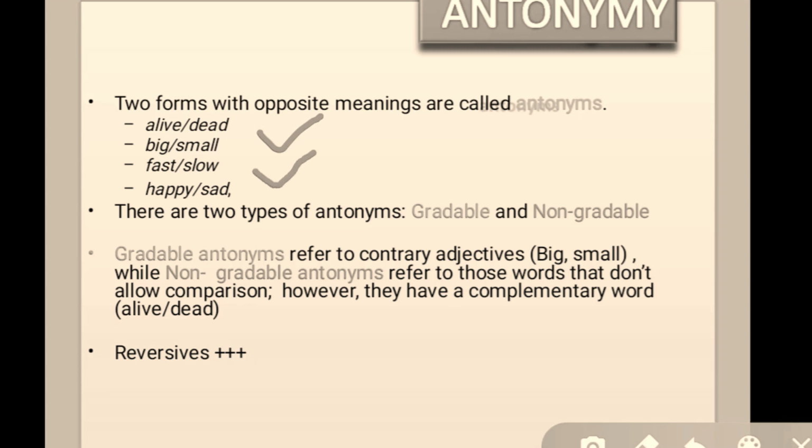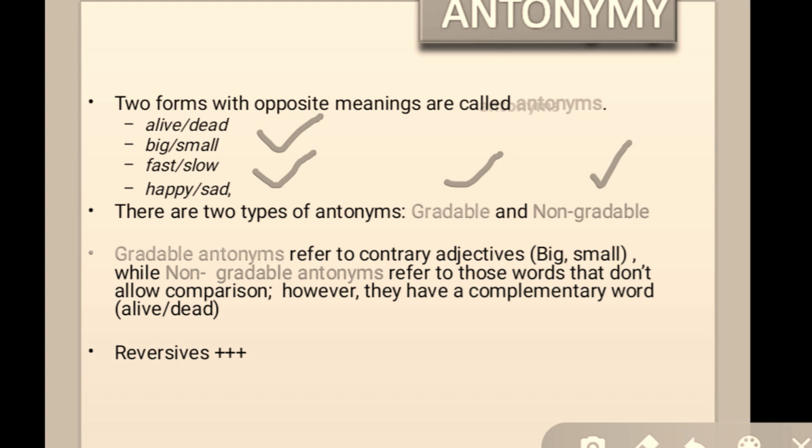Although alive and dead are antonyms, and big and small are also antonyms, there is a difference between these two kinds of antonyms. Try to guess, otherwise I'm going to explain. On the basis of that difference, we have classified antonyms into two major types: gradable and non-gradable antonyms. When we talk about gradable antonyms, as the term suggests, they can be graded. These antonyms can be scaled, and they may have a midpoint on the scale.